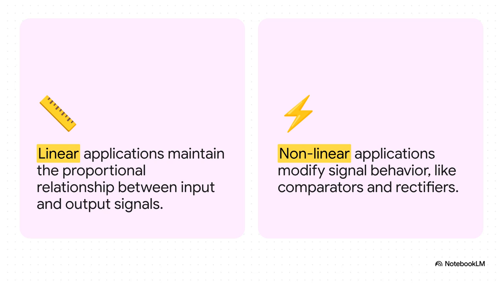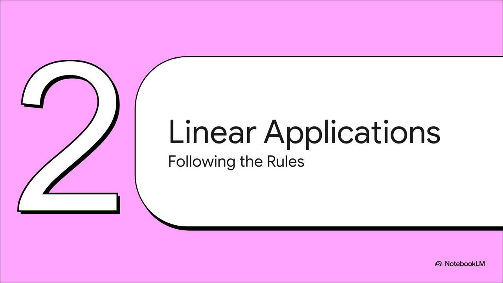So this is where it gets really interesting. You have to think of an op-amp as having two completely different personalities. First, you've got the linear mode, the rule follower. This is when it faithfully preserves and processes a signal. But then, you've got the nonlinear mode, the rule breaker. This is when it totally transforms the signal to make a decision or even create something brand new.